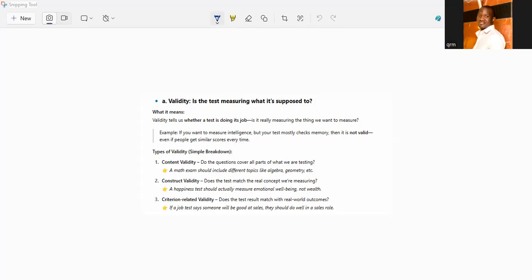Invalid. So you need to remember that a test can be reliable, but it may not be valid. For instance, a scale that shows 5 kgs more than your real weight, is it reliable? It could be reliable because it may give you the same results.